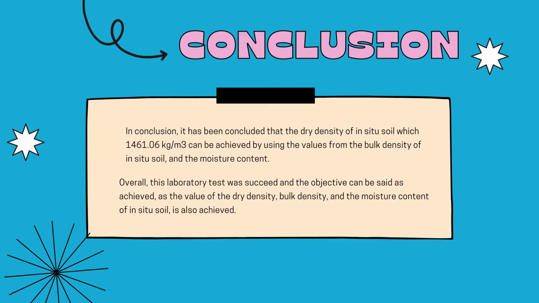In conclusion, the dry density of in situ soil can be achieved by using the values from the bulk density and the moisture content. The objective of this laboratory test can be said as achieved, as the values of dry density, bulk density, and the moisture content of in situ soil are also achieved.